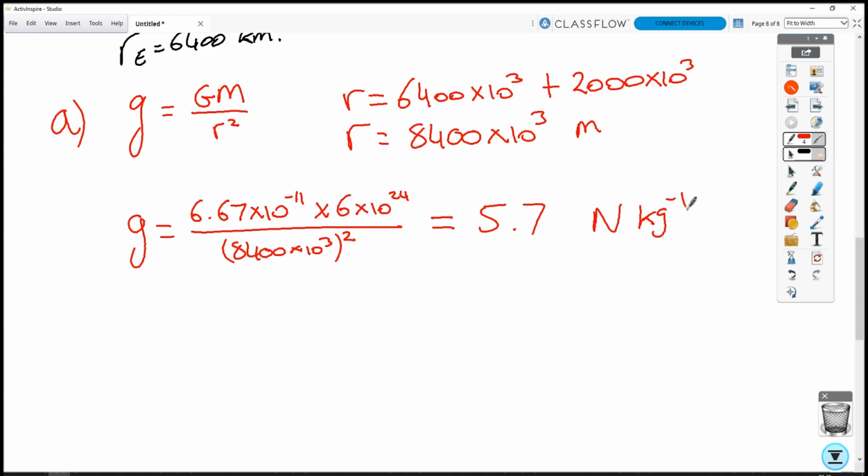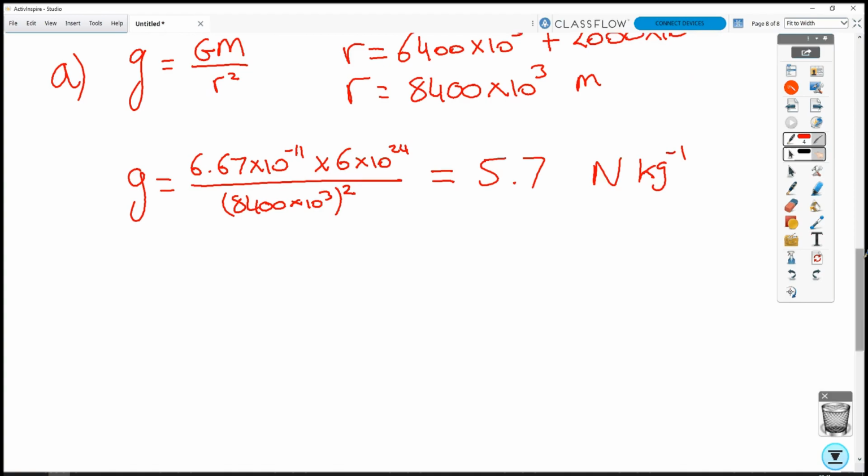Finally, we do a quick sanity check and we say, how do we make sure that we've done this correctly? Well, if you're far away from the Earth, should gravity be getting stronger or weaker? As with any field, if you're far away from the charge that's creating it, the force or the gravitational field, for that matter, should be getting weaker. So on the surface, it's 9.81. This far away, it's 5.7. So it has, in fact, gotten weaker. So that seems like a correct answer.